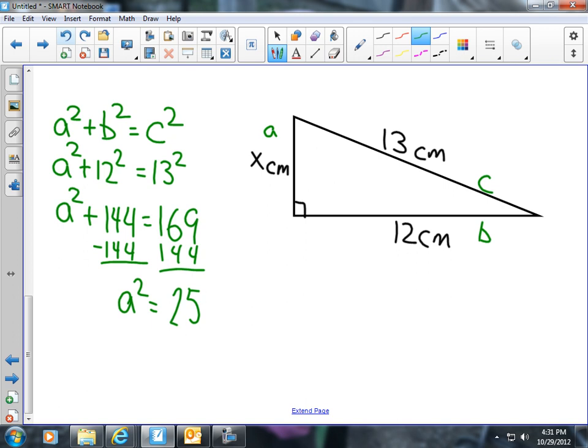Hey, this one's going to work out pretty evenly. So now we're going to go ahead and find the square root of both sides. And we're going to get A equals 5, and in this case, centimeters.